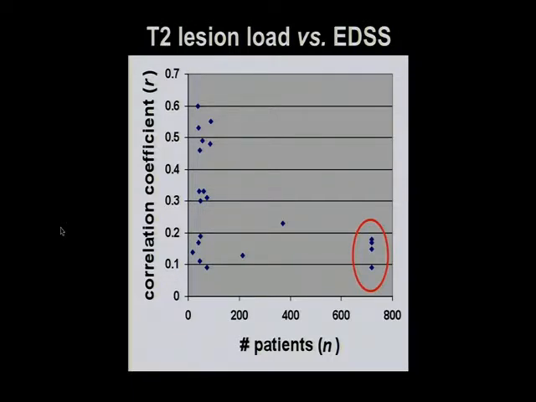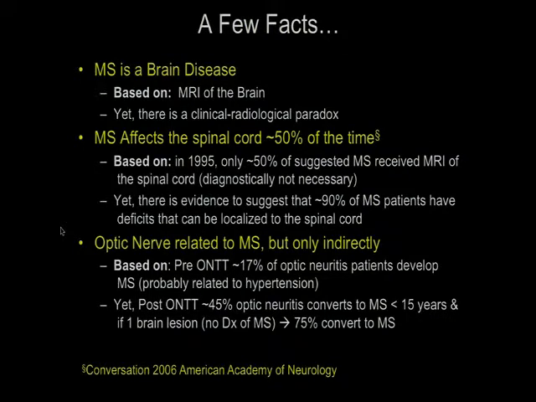Now, just a few facts before we get into this. Multiple sclerosis previously was a brain disease. We obviously know that that's not entirely the case anymore, and that it involves the spinal cord a lot of the time. Some estimates are 50% of the time, some estimates are 90% of the time. And we also know that the optic nerve is related to MS, but only indirectly with current information. But the Optic Neuritis Treatment Trial suggests that about 45% of patients who have idiopathic optic neuritis, or optic neuritis that just pops up one day, will eventually convert to MS.